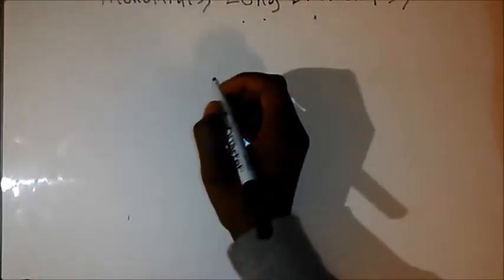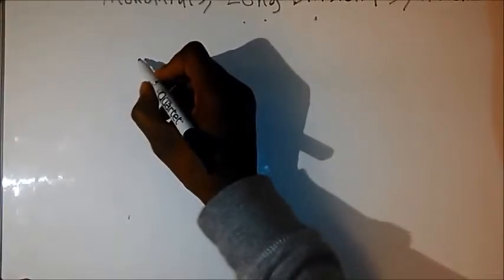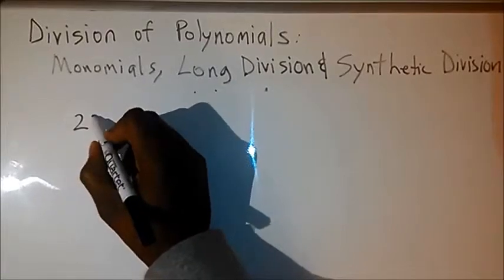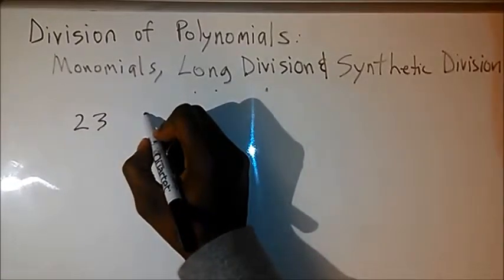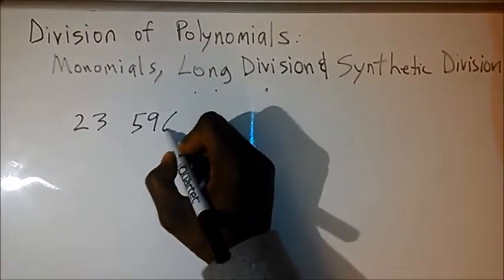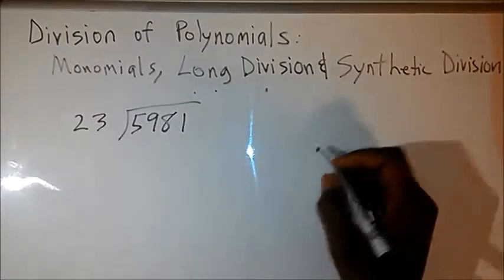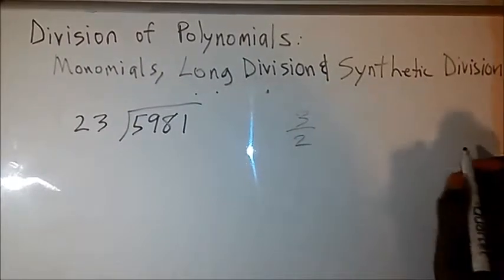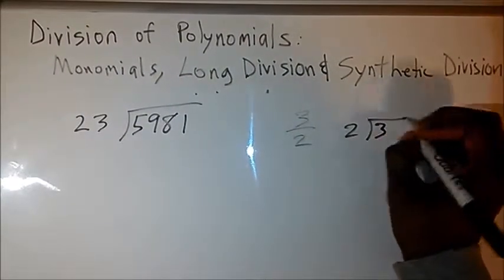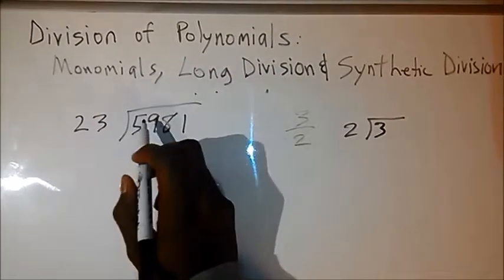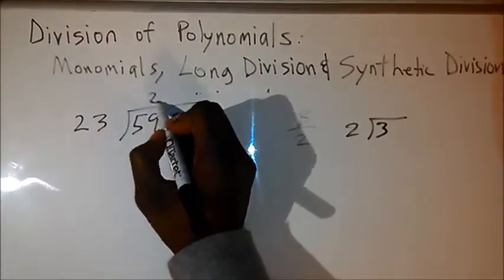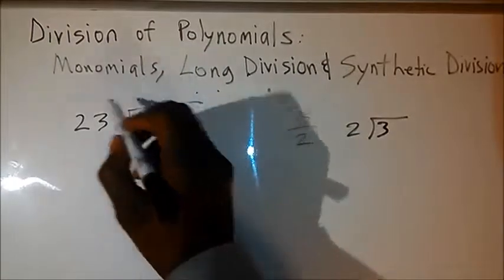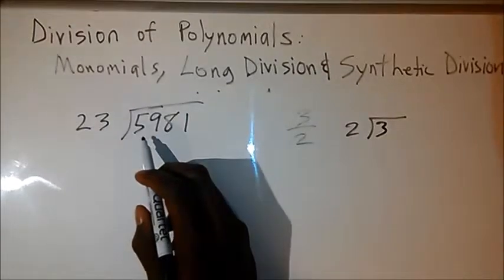For example, here's what I mean by long division. 5981 divided by 23, or 3 divided by 2. We can use long division for that too. So let's do this one first. What goes into 59? What goes into 23 that will give us 59?